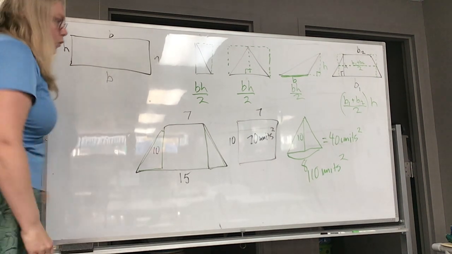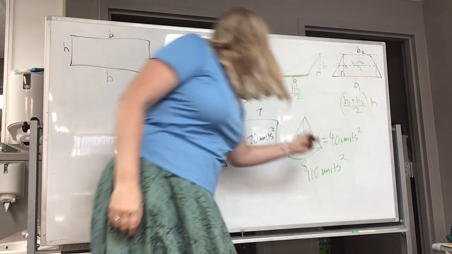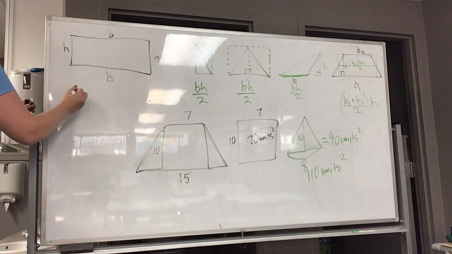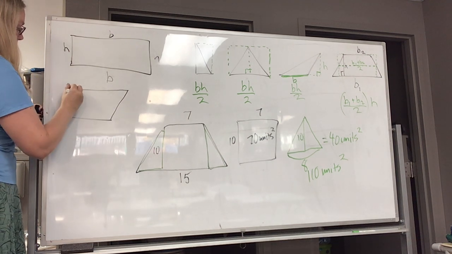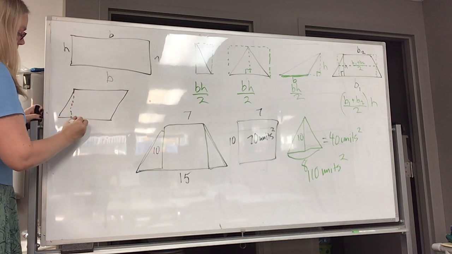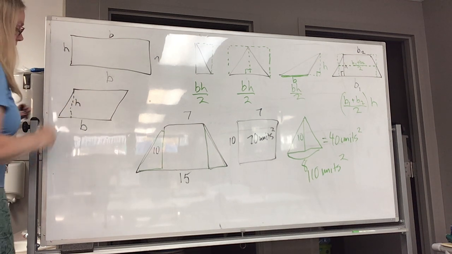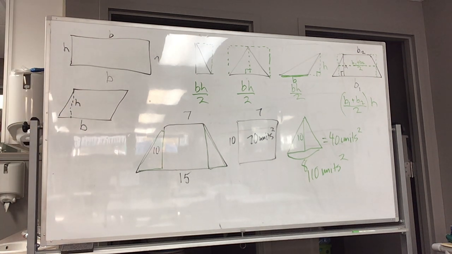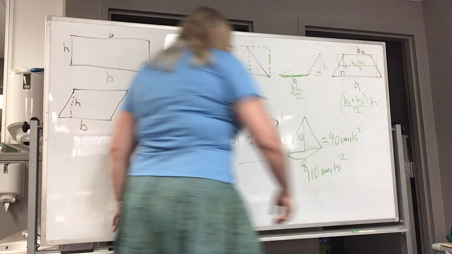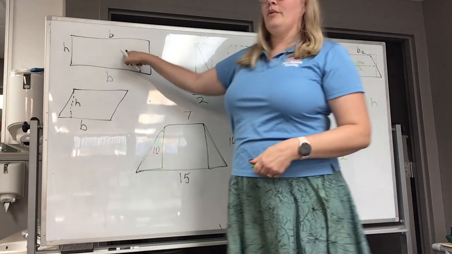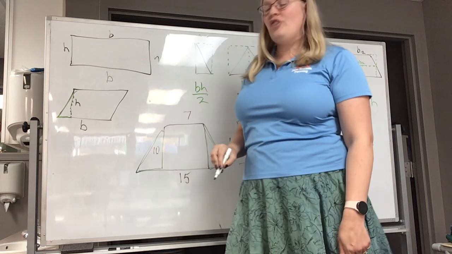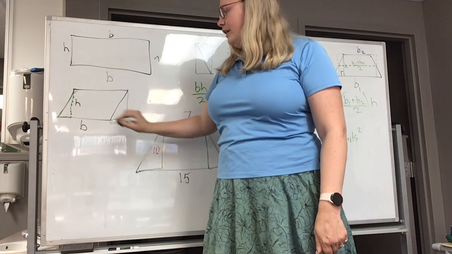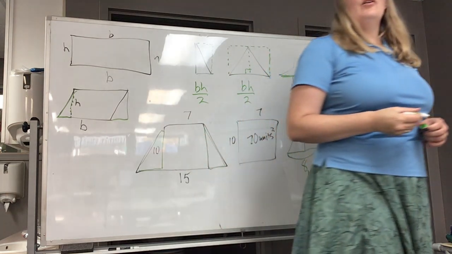I got going with the trapezoid. I forgot the easier one. How about a parallelogram? What's that area gonna be? Base times height. Base times height. And again, it's because it's exactly like the rectangle. We can take this corner and chop it off and put it over here, and it's a rectangle. Base times height.